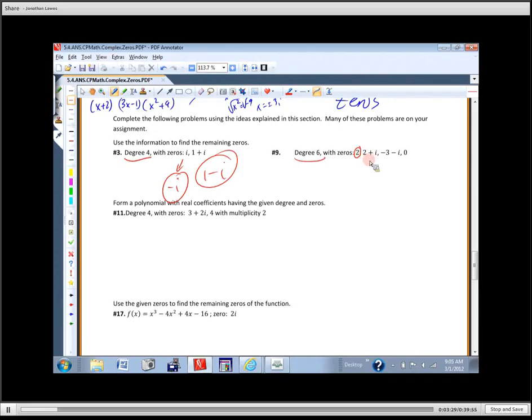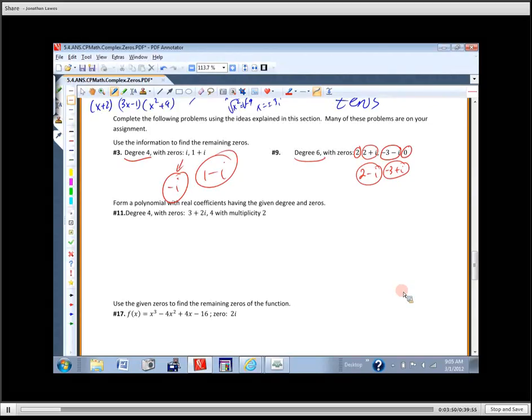Okay, 2 plus i? 2 minus i has got to be also, so we're up to 3 so far. Negative 3 minus i? So that'd be negative 3 plus i. Again, always coming in conjugates. And then the last one is 0. Okay? So there are all 6 of them. And we could write down the factors that come from each one of those, or that correspond. Okay, so some of the problems are that easy.